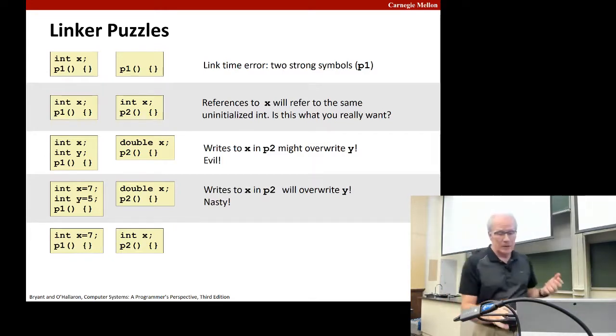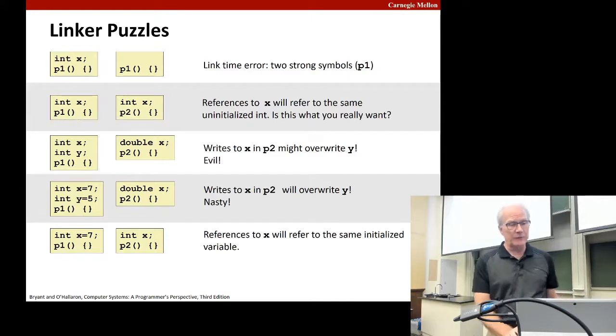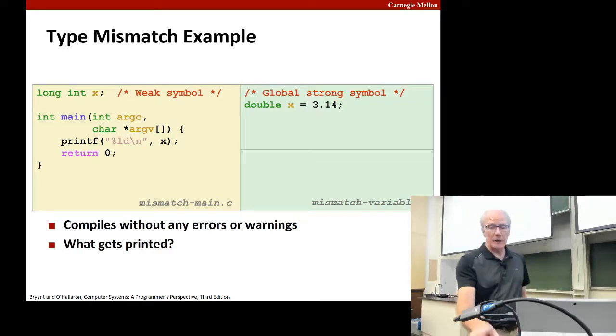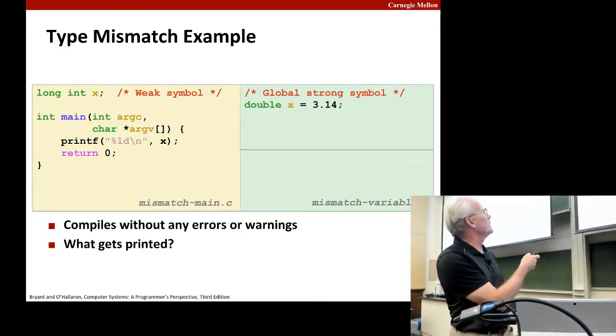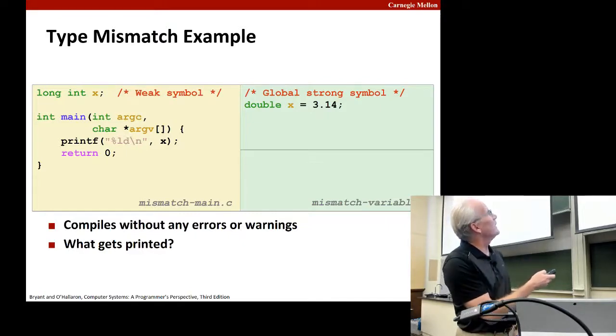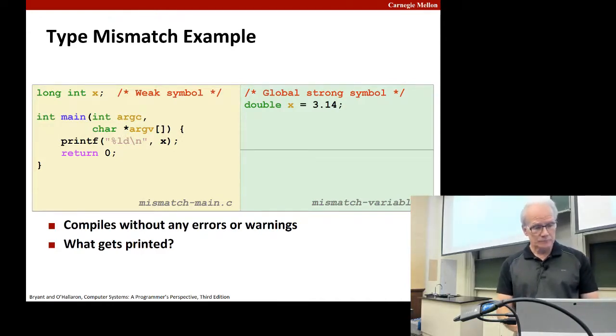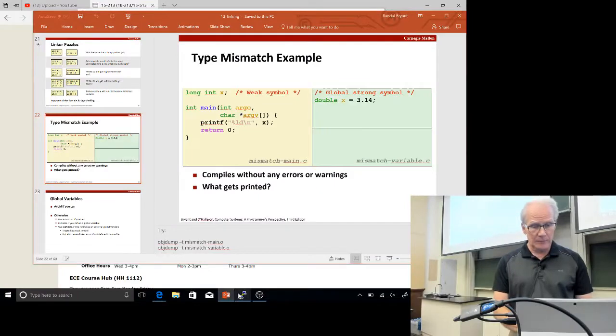And then the final case is the good thing. So this sounds really bad, and you could see a lot of bad things happening. In fact, here's a real example where I declared a long int, so it's an 8-byte integer, and a double, and you'll see that the linker is perfectly happy linking these two files with no error messages at all. So let's see what happens.